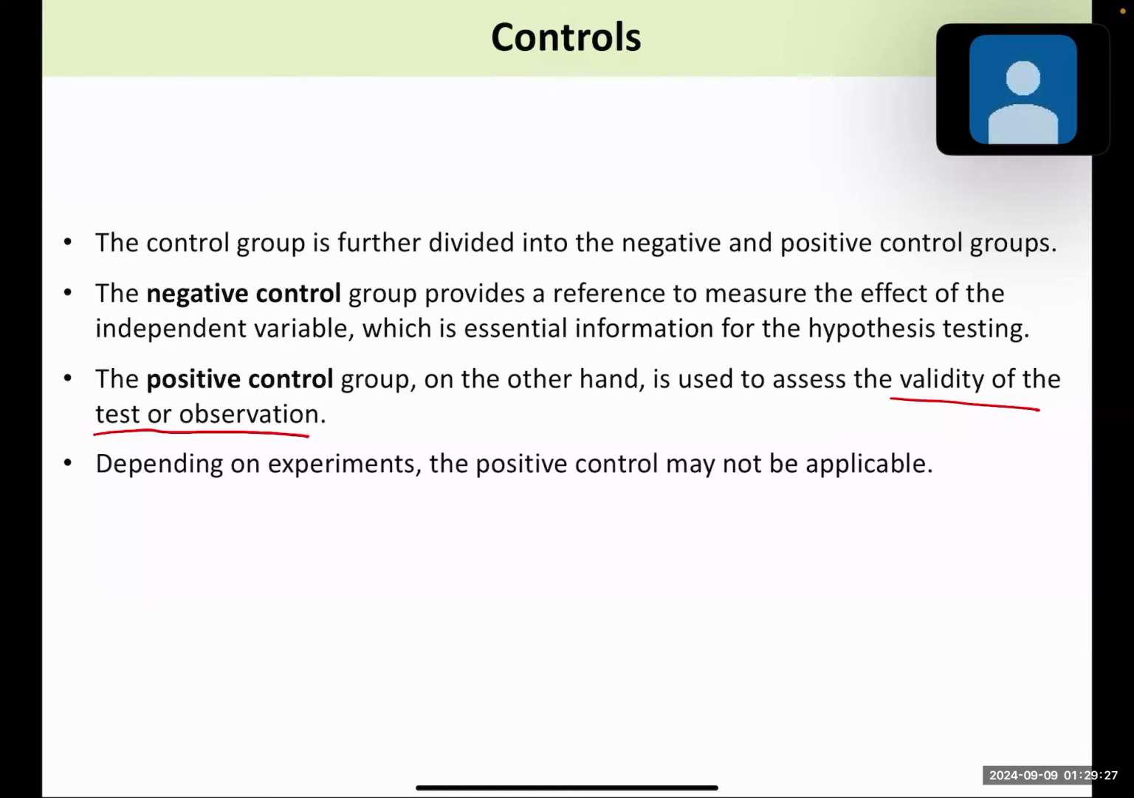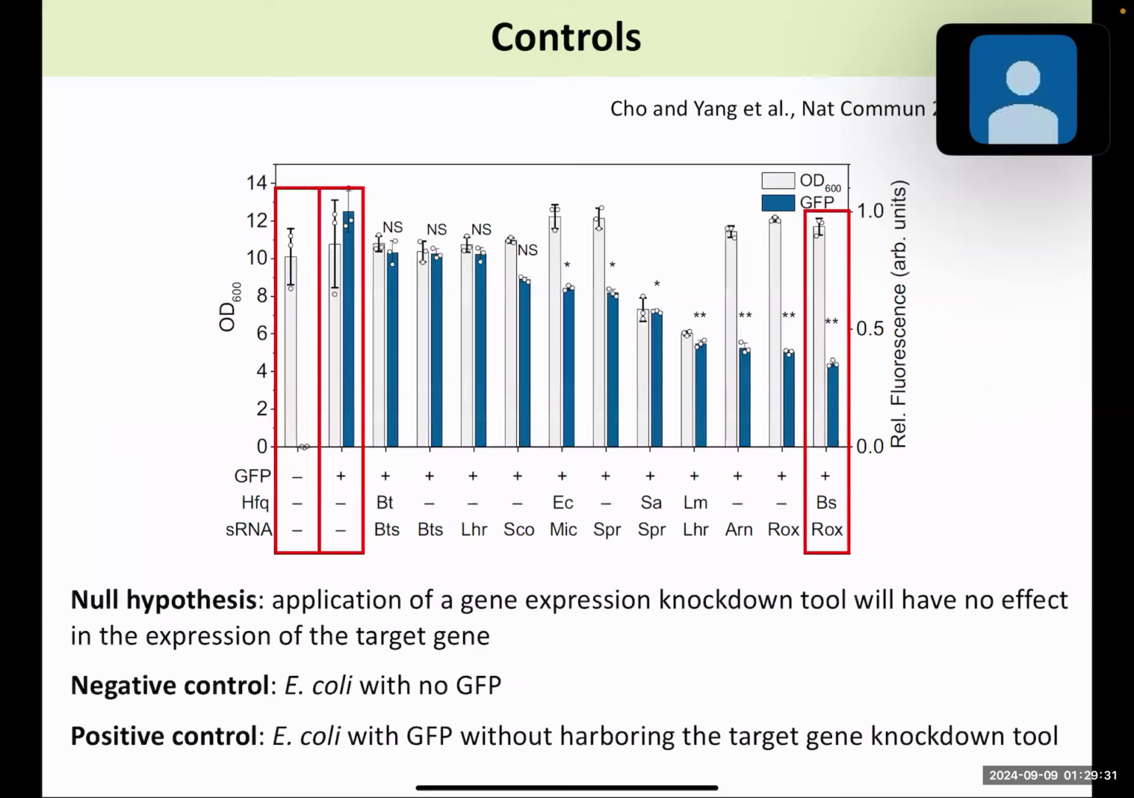Sometimes positive control may not be applicable, right? So let's take a look into my example. So this is from my data. Here the null hypothesis is that application of a gene expression knockdown tool will have no effect on the expression of the target gene. The target gene was GFP, green fluorescence protein.